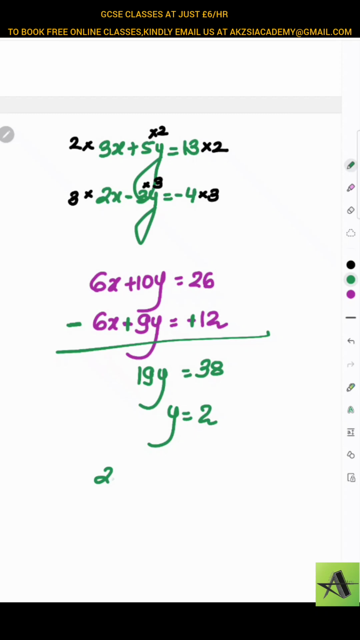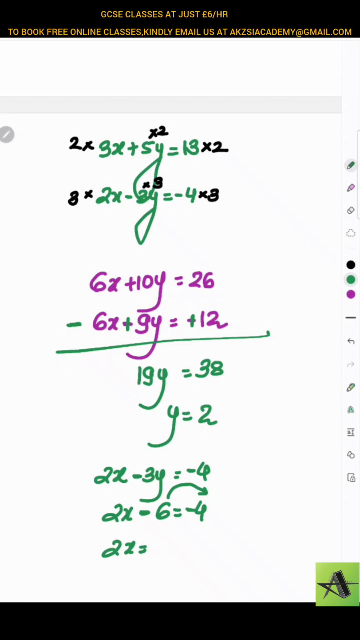Let me substitute in the second equation, which is 2x minus 3y equals minus 4. 2x minus 3 times 2, which is 6, equals minus 4. And 2x is equal to... move it on to the right hand side, it will change its sign. Don't forget to change the sign. These are some minor mistakes, but don't miss out because that can change your whole answer.